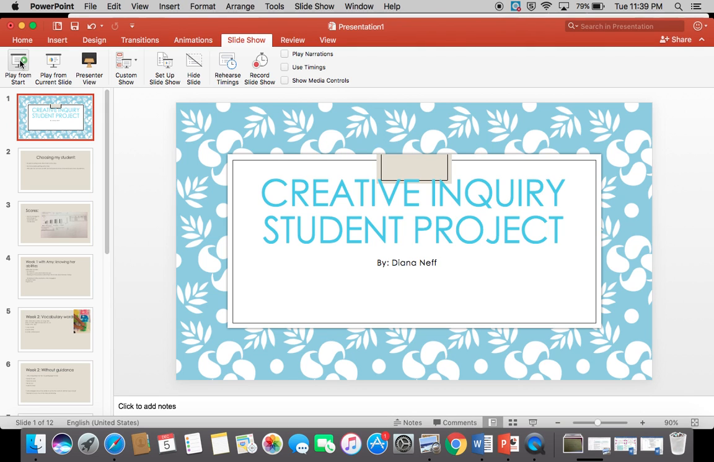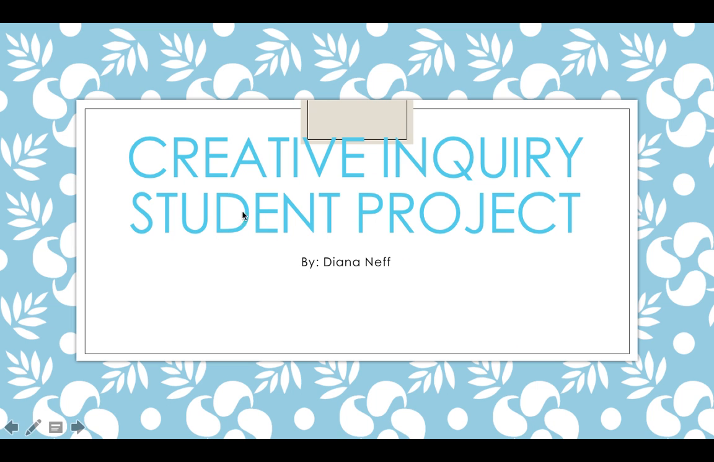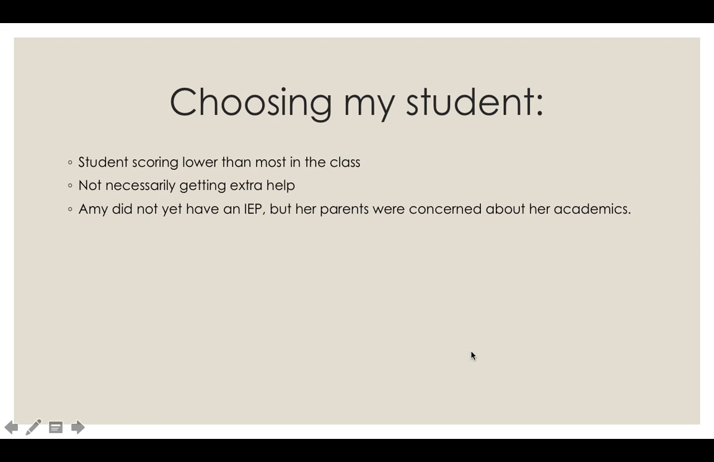This is the creative inquiry project that I've created over the semester working in my practicum. When I was first choosing my student, the first question I asked my practicum teacher was which students were scoring lower than most in the class. She gave me about 5 or 6 different options. My next question for her was which one wasn't necessarily getting the extra help they needed. The other 4 or 5 had an IEP already, and Amy was the one that I ended up helping throughout the semester.